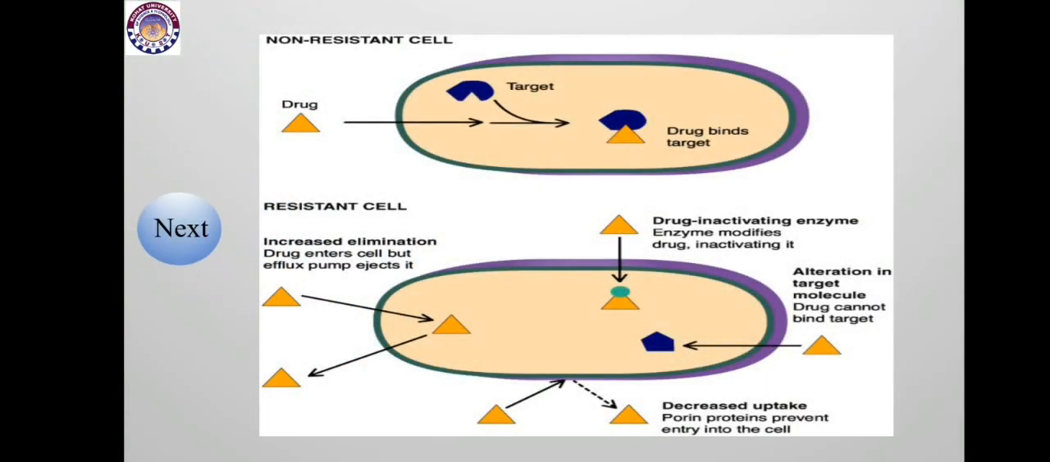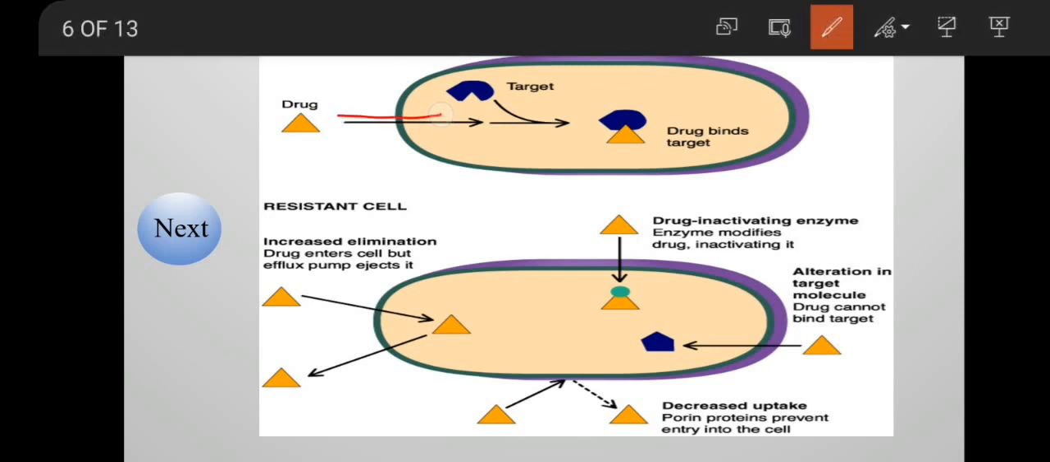Now moving towards the next slide, we have two different cells. The first one is a non-resistant cell, and the second one is a resistant bacterial cell. In the first one, as you can see, the drug gets the entry here, and this is the target to which it binds, and it would cause its action, destroying the cell. But in the second one, which is a resistant cell, the drug gets the entry, but it is actively pumped out by the efflux pump. So these antibiotics are no more working on it.